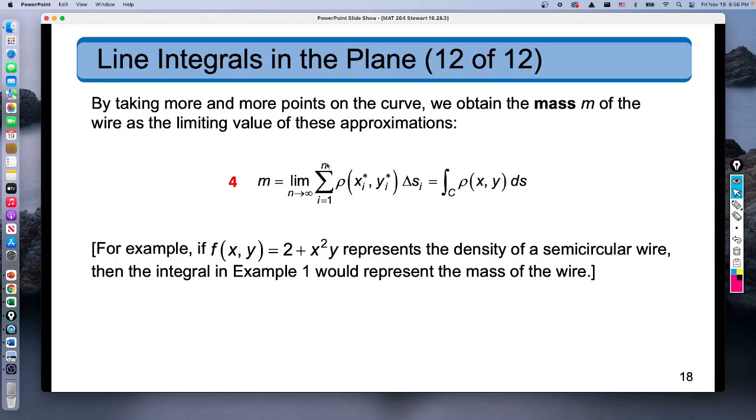Okay. And again, as we take more and more points, we get closer to basically dividing it into an infinite number of pieces, and that's when we get the integration. So just like we did on the last one, 2 plus x squared plus y could be the density of the semicircular wire. That's what we would have gotten, the last answer, 2 pi plus 2/3. That would have been the mass of that wire had that been the explanation for it. Okay.